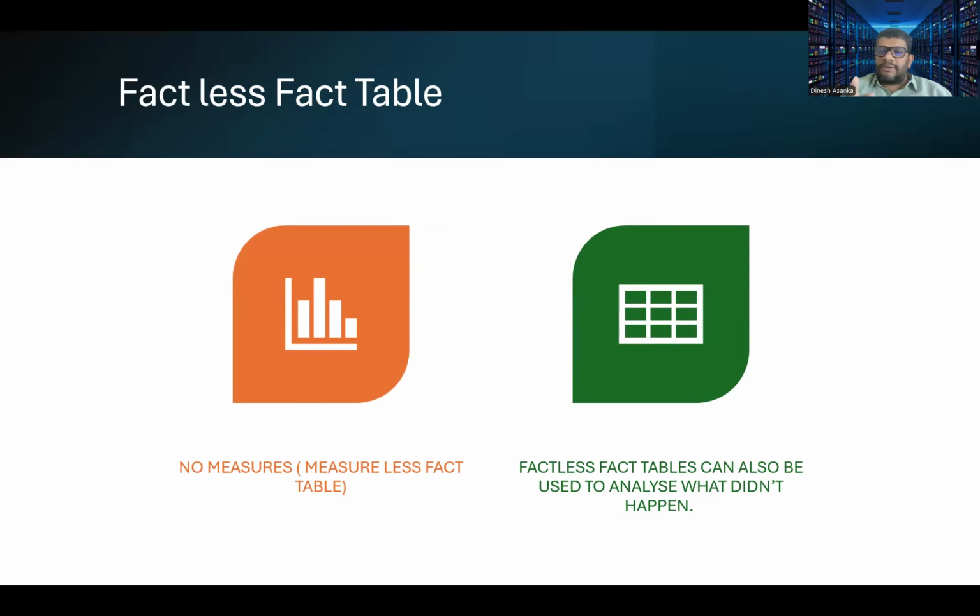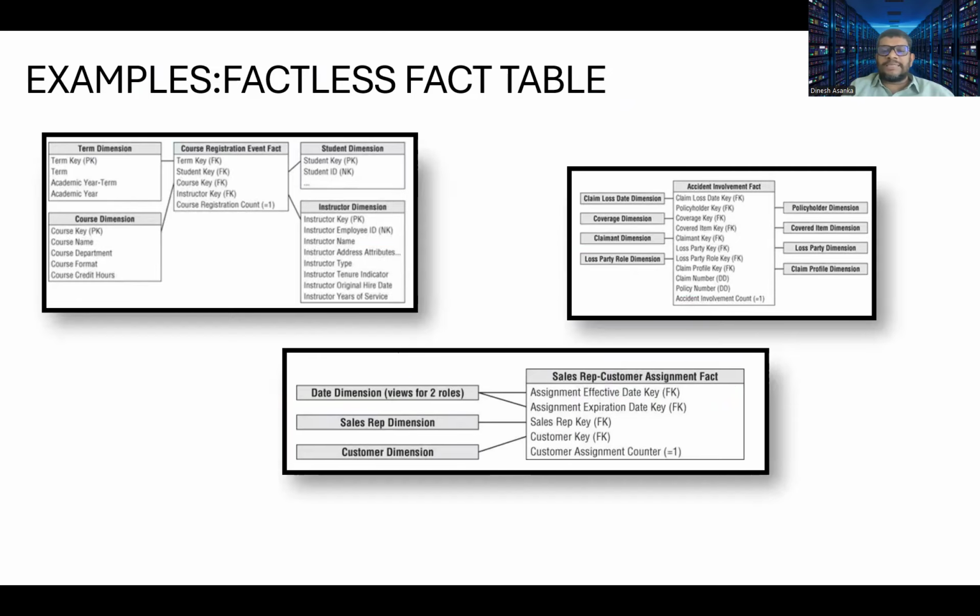Accident: driver, car, place, but a measure will not be there, unless you think we can quantify the damage. Right? Factless fact tables are also common in subscriptions. Enrollments and subscriptions are mostly the common cases for the factless fact table. So these are the classical examples.